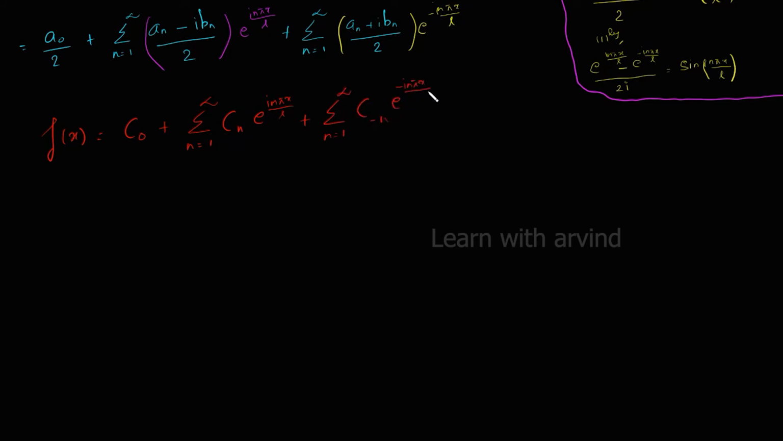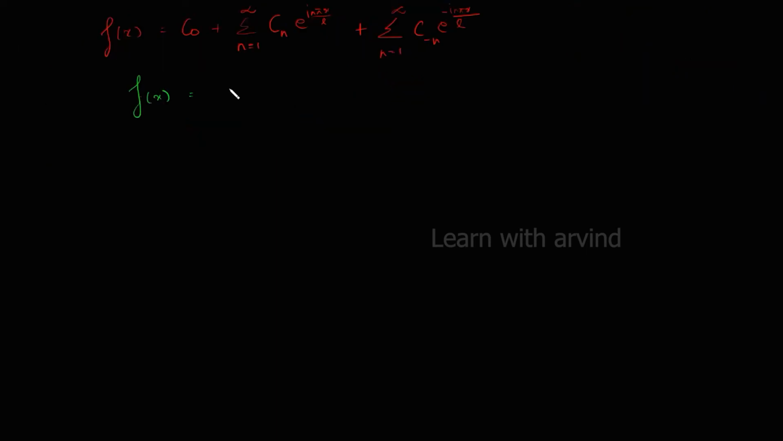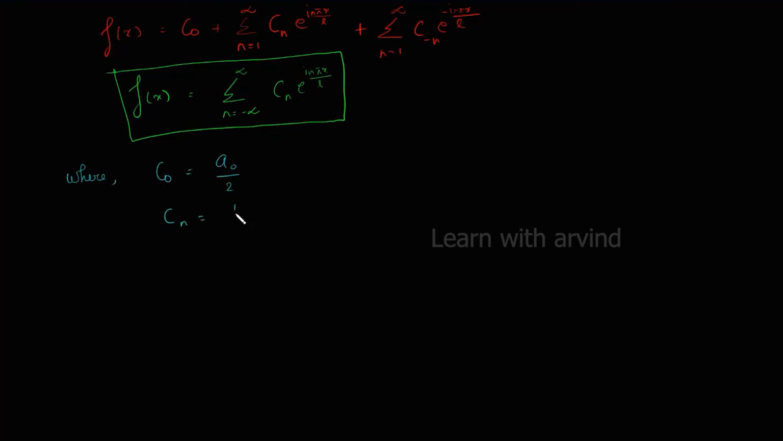This can also be written as summation n is equal to minus infinity to plus infinity cn e power i n pi x by l. Mark this as equation 3. This is what we mean by the complex form of Fourier series, where c naught is equal to a naught by 2, cn is equal to 1 by 2 into an minus i bn, and c minus n is equal to 1 by 2 an plus i bn. Mark this as equation 3 and this as equation 2. Equation 3 is called the complex form of Fourier series.